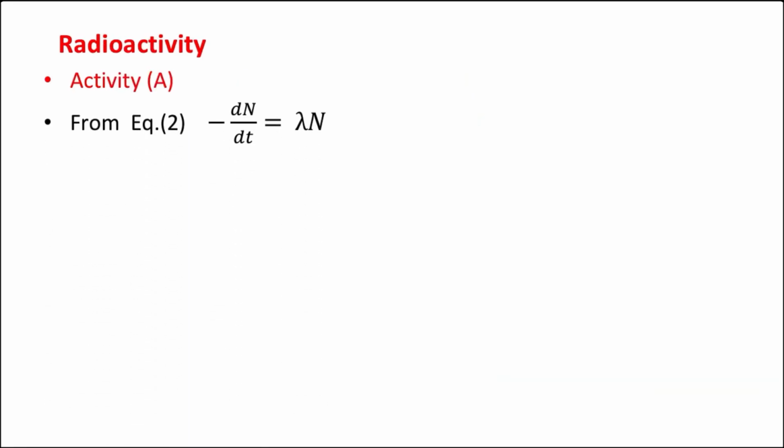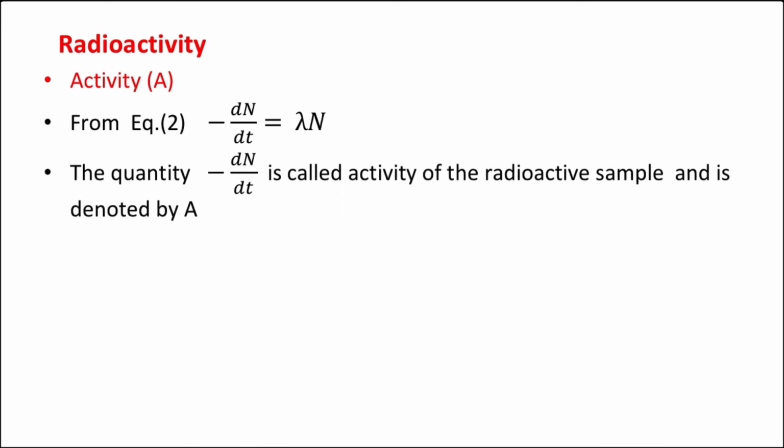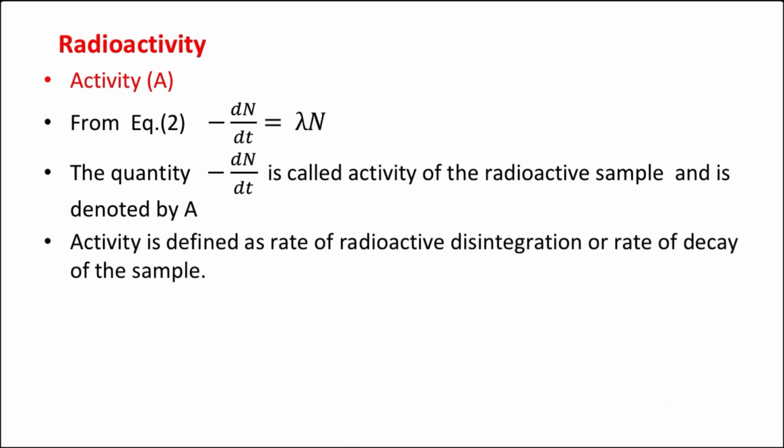Next we are going to see activity A. From equation 2 we can write minus dN upon dt is equal to lambda into capital N. Now this quantity, minus dN upon dt, is called the activity of the radioactive sample and it is denoted by capital A. Activity is defined as the rate of radioactive disintegration or rate of decay of the sample.